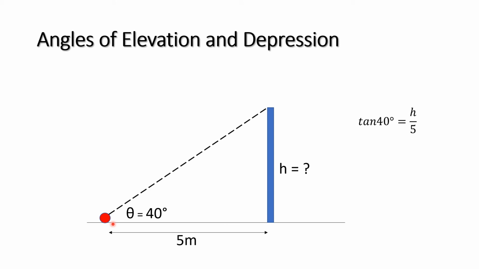So we have now tangent 40 degrees is equal to the opposite side, which is the height of the post, over the adjacent side, which is equal to 5. So the height of the post is equal to 5 times tangent 40 degrees, or equal to 4.20 meters. This is the height of our post.